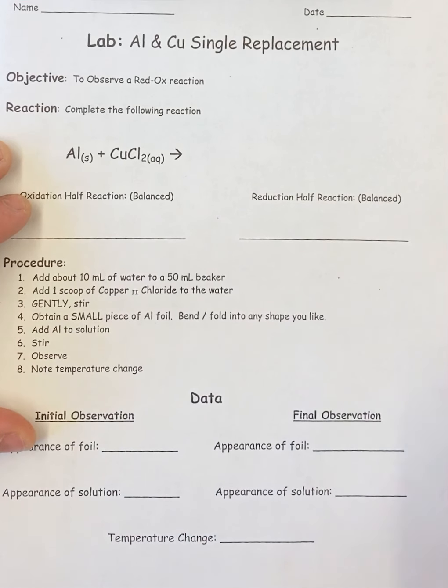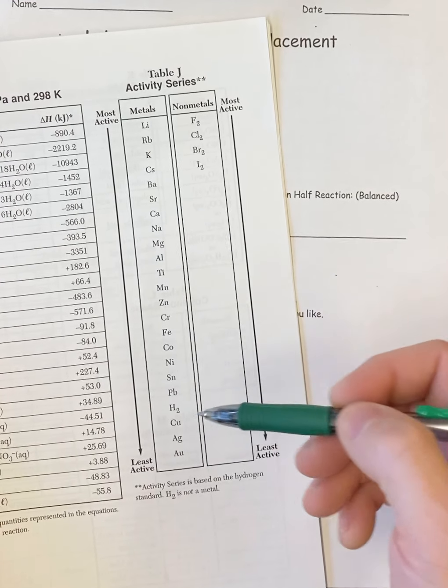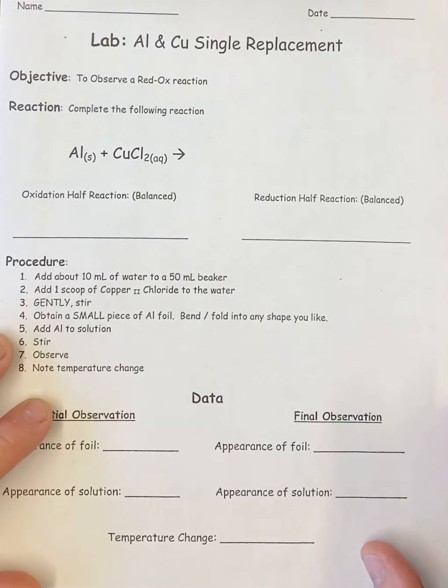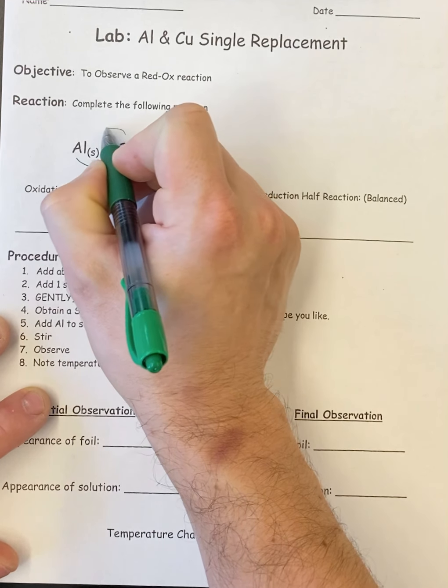So what you have to do when you do these types of problems is you have to go to table J and look up to see if the metal that's not in the compound is above the metal that is in the compound. In other words, is Al above Cu? Now, obviously for this it is, because here's Al and here's Cu, because if it wasn't, there wouldn't be a reaction and we wouldn't have a lab. So obviously this is going to happen.